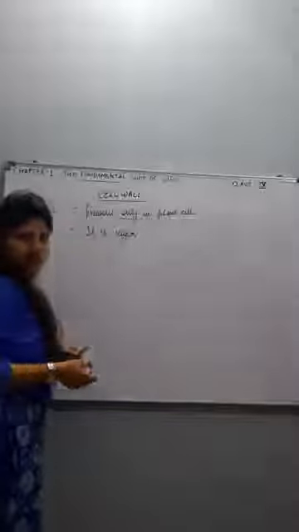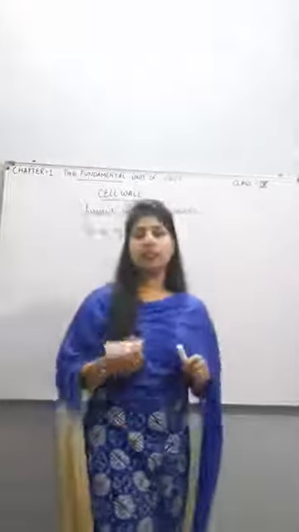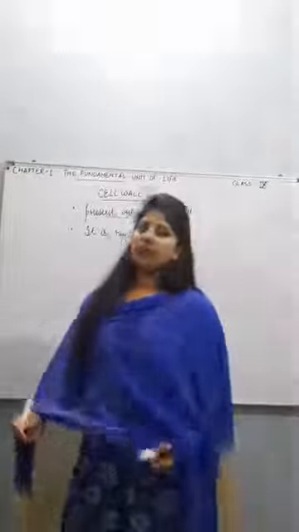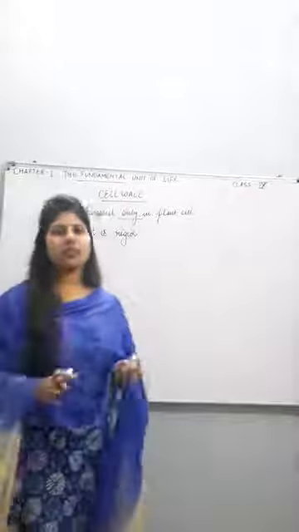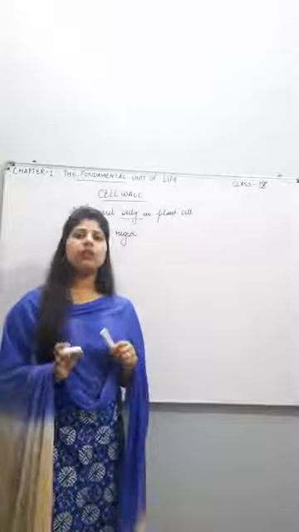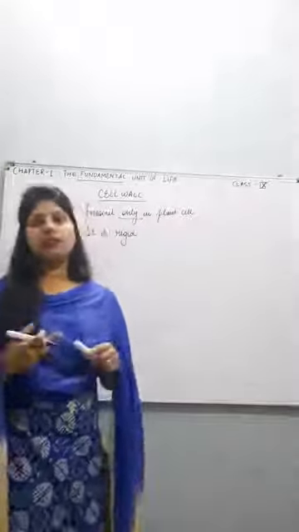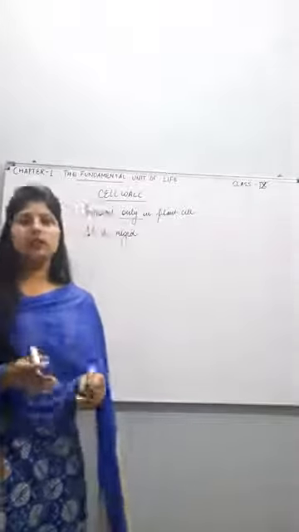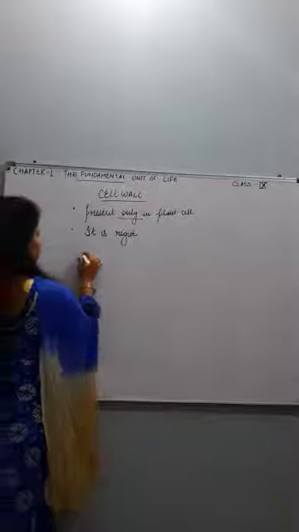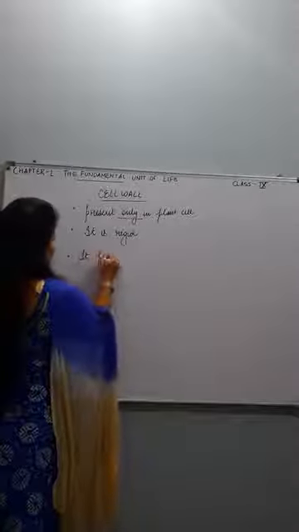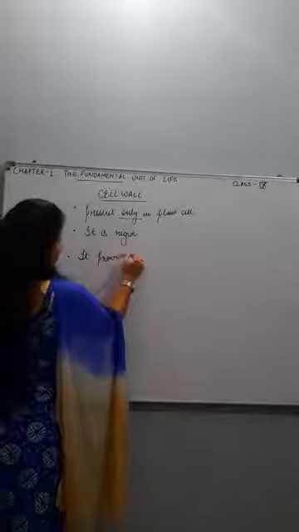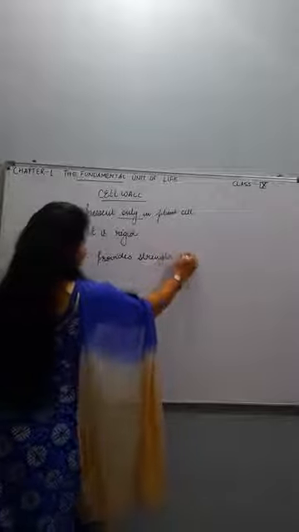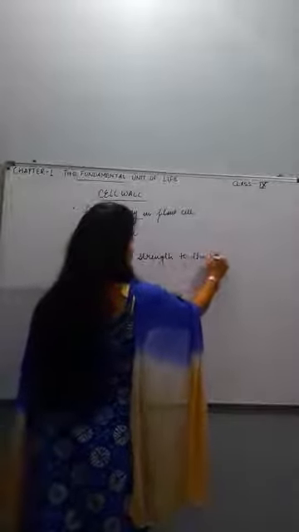Second thing, it is rigid. Rigid means it's very hard, very tough. It provides strength to the plant. During rainfall and storms, the plant always stands stiff. It does not move, and it does not collapse, just because of the strength of the cell wall. So it provides strength to the plant.